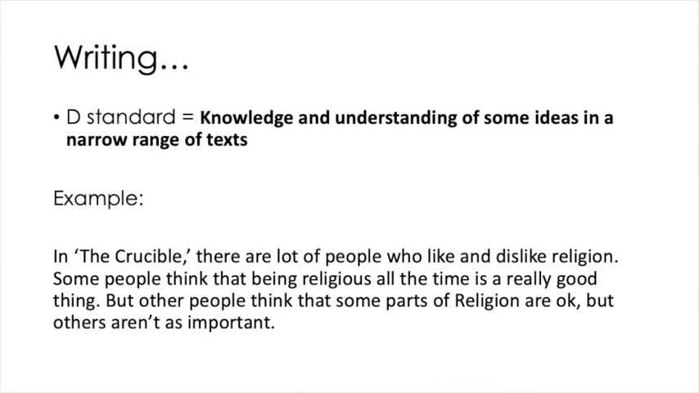They've fleshed out the idea more. It's not just about the fact that people live with religion, but it's actually identifying or hinting that there's a problem here because people have differing perspectives on the value of religion. There's something there that needs to be resolved. Now, in this case, we say it's a narrow range of texts because they haven't offered any evidence to substantiate what they're saying. They haven't recognised any implications or perspectives. It's quite a simple presentation of the idea.